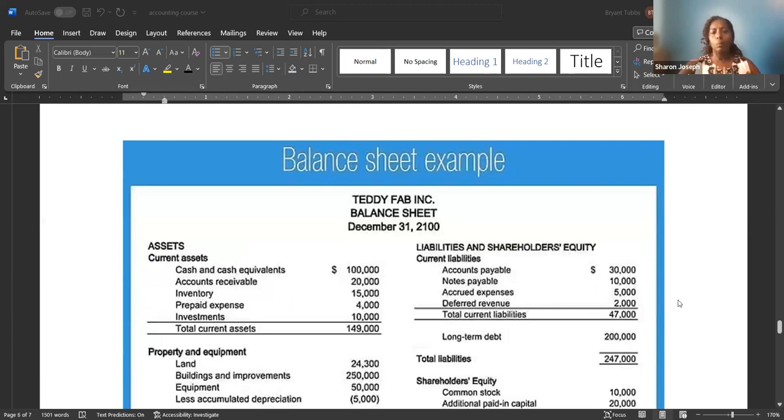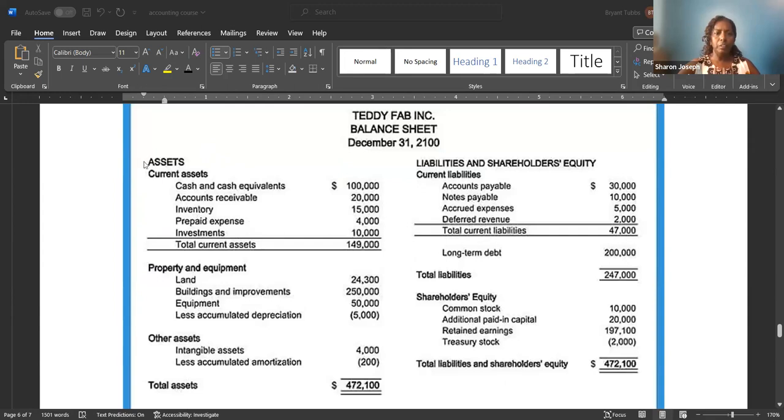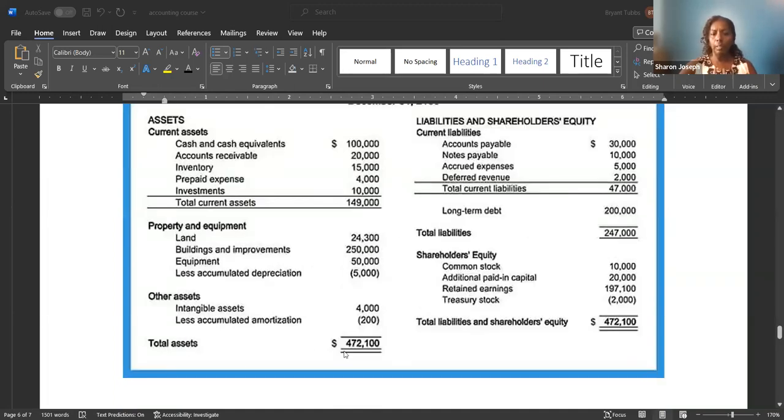Okay, so there are a couple different ways that you would see balance sheets. Sometimes you see them next to each other. We see assets on one side and liabilities and equity on the other side. Sometimes you see them stacked on top of each other. So we see assets and then it would roll down to liabilities and equity. It doesn't really matter, just as long as you know at the end of the day that your total assets, 472,000, equals your total liabilities and stockholders' equity of 472,000.